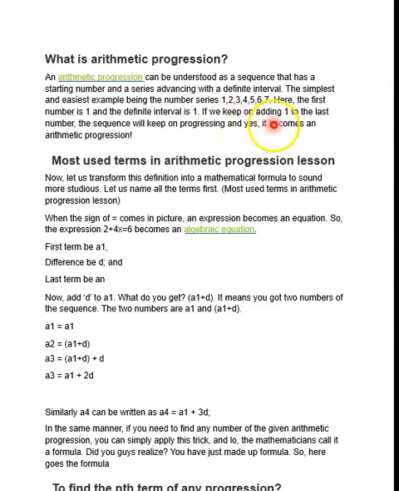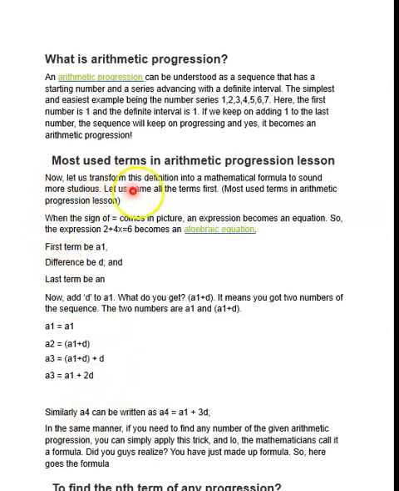If we keep on adding 1 to the last number, the sequence will keep on progressing, and yes, it becomes an arithmetic progression. So to show what kind of progression it is, specifically arithmetic progression, we'll see the common difference. This illustration I have given so you can understand it carefully.